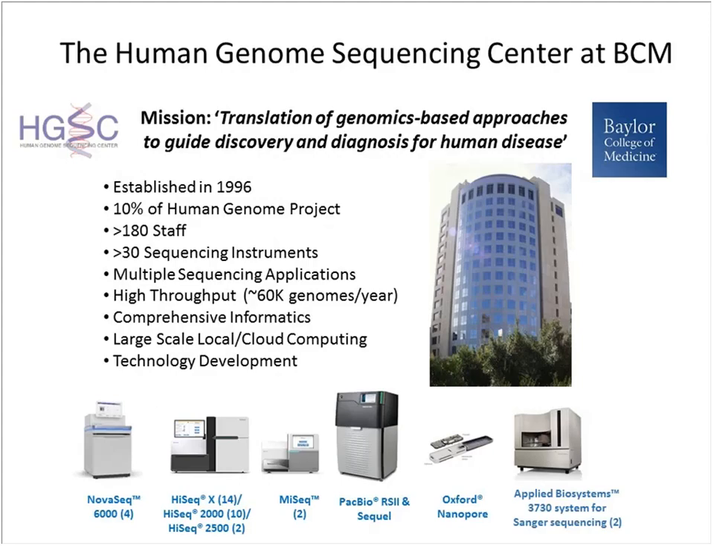The mission of the Human Genome Sequencing Center at Baylor College of Medicine is to translate the genomics-based approach to guide discovery and diagnosis for human diseases. Our center was established in 1996. We participated in the Human Genome Project as one of the several centers and completed 10% of the project. Currently, we have 180 staff.